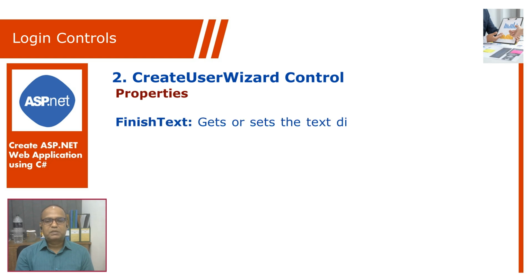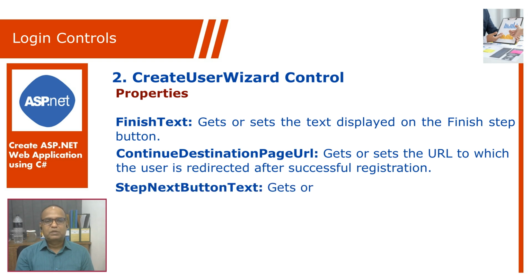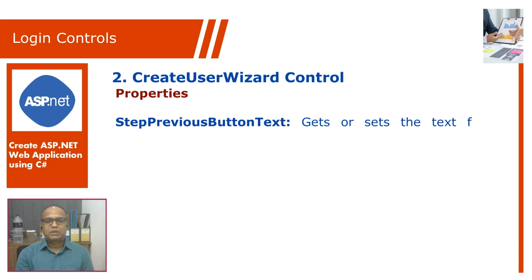Finish text. Gets or sets the text displayed on the finish step button. Continue destination page URL. Gets or sets the URL to which the user is redirected after successful registration. Step next button text. Gets or sets the text for the next button on each step. Step previous button text. Gets or sets the text for the previous button.